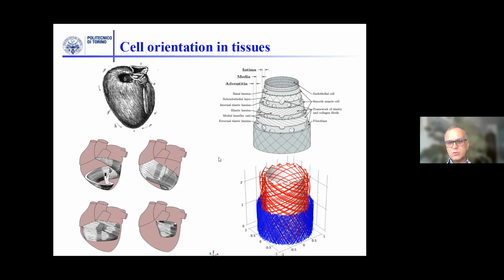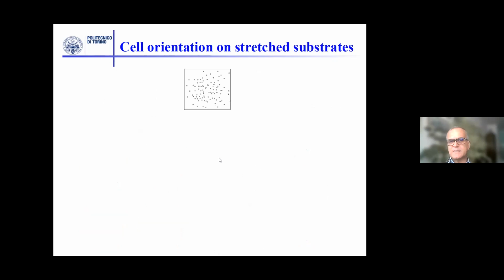Okay. So going to the experiment, this is what is done. You have a substratum, 2D, and the cells are seeded on this substratum, usually in a non-confluent configuration. That is, they are just not touching or barely touching each other.